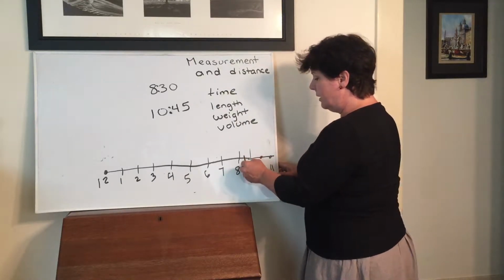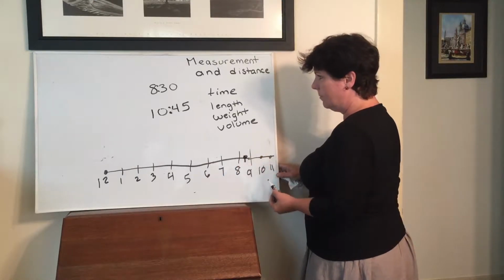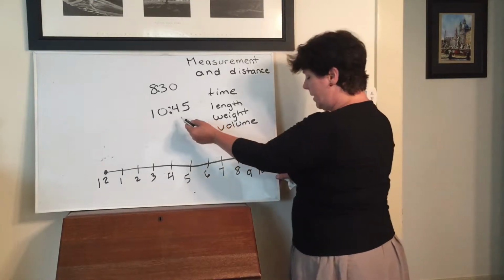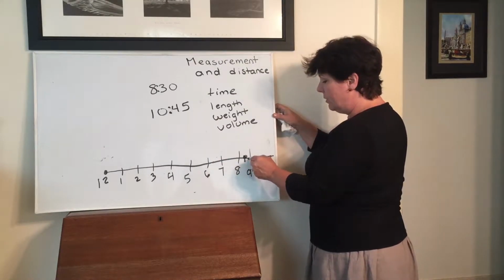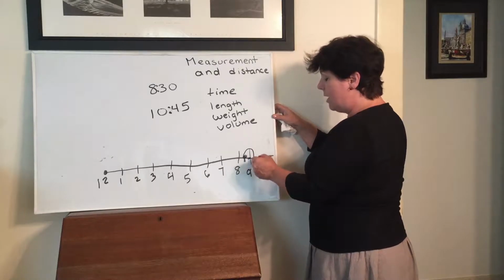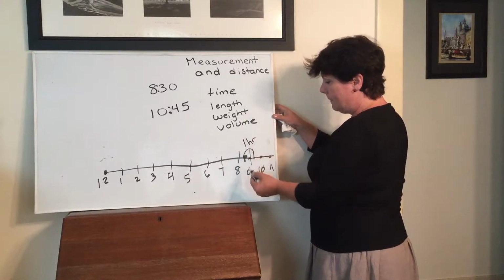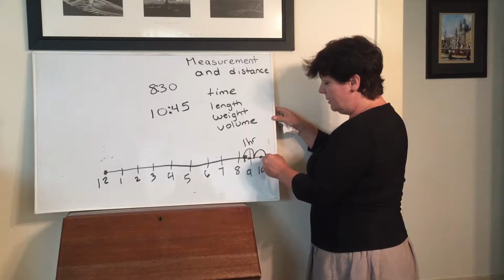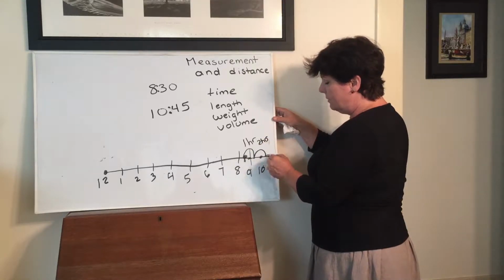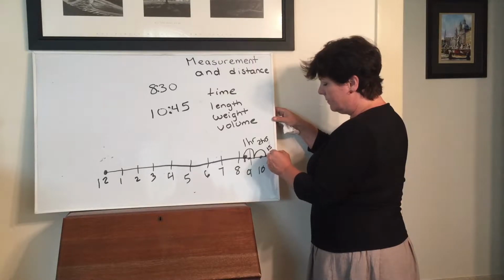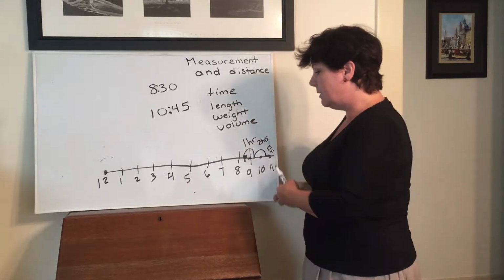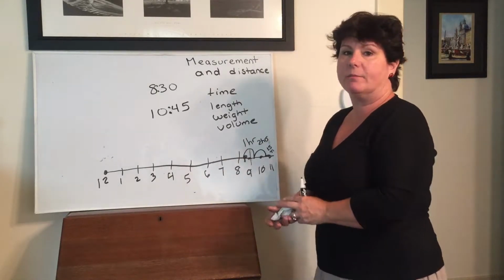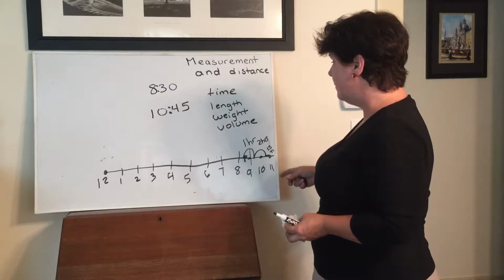So 8:30 is right here. How much time is going to pass till 10:45? Well, I know 8:30 to 9:30 is 1 hour. 9:30 to 10:30 is 2 hours. And then 15 minutes. By unspiraling the clock, you make it easier for the kids to see what's really happening. So that's how I do elapsed time.